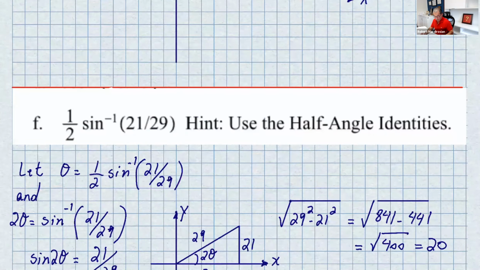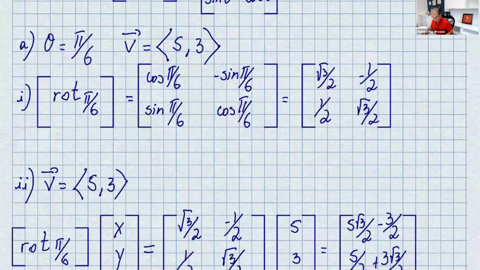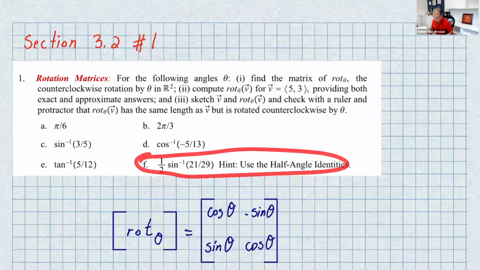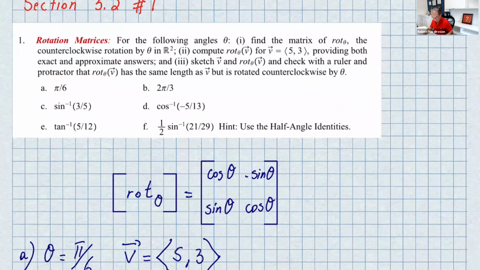Now, the next one I want to do is F. So let me go up, just show it to you. So we're going to do this one. This one is a little bit different. It says use half angle identities. So let's see how that works.